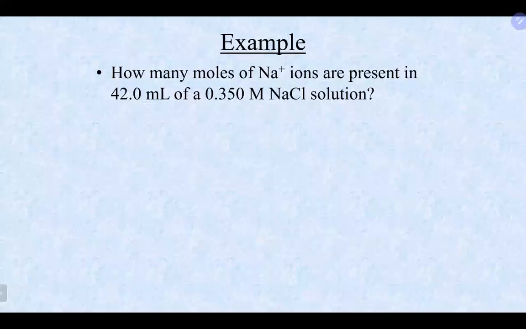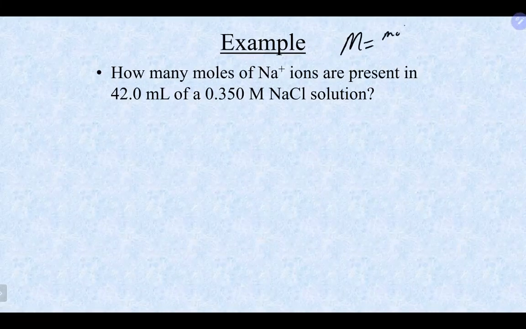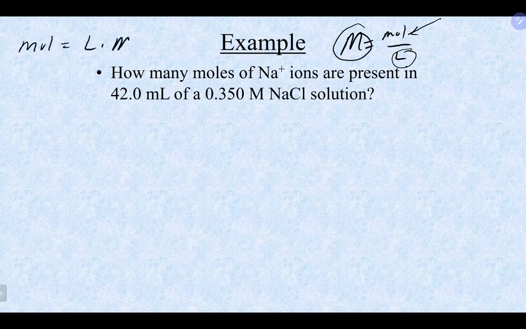So first off, we are really dealing with molarity, which is moles per liter. If you're not sure where you should start, you could just check off what's given to you. We have a volume, although it's not in liters, we definitely could get it into liters. We also have the molarity given to us. So it would make sense that we are going to be shooting for moles. If you rearrange your equation correctly, moles will equal liters times molarity.